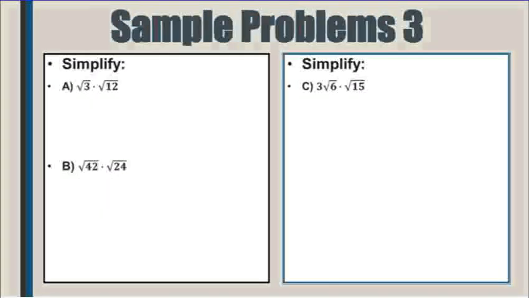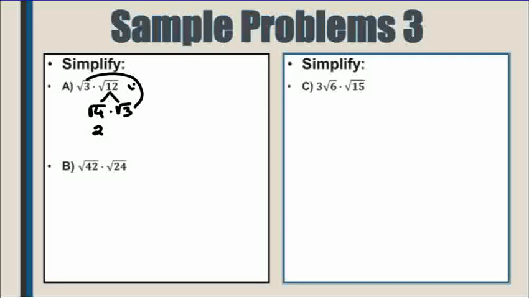Next one, simplify these. So I'm going to break this down first as the square root of 4 times the square root of 3. The square root of 4 is 2. Now I have the square root of 3 times the square root of 3. The square root of 3 times the square root of 3 is the square root of 9. The square root of 9 is 3. This would give us an answer of 6.